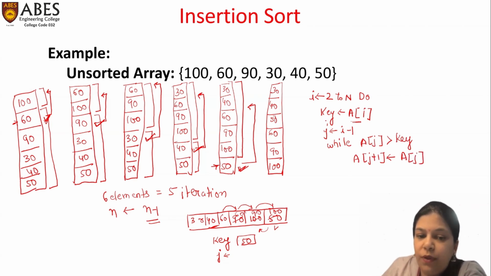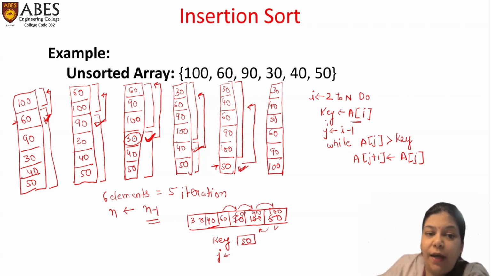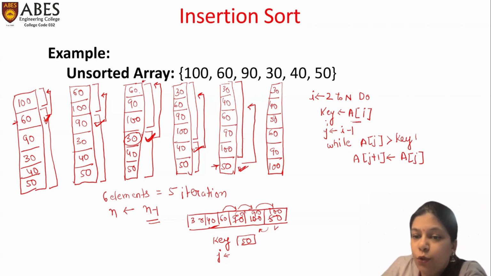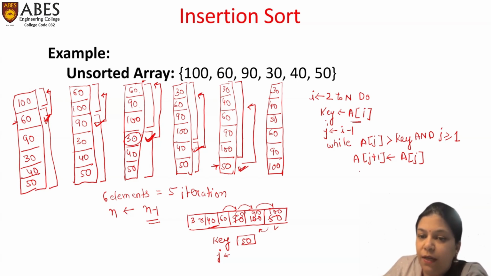But we have to consider one more thing here. Suppose, let us take this example in which we have taken 30 as the key value. We are not getting any value which is less than 30. But while decrementing the value of j, it has reached the lower bound of the array. So here we have to also check that the value of j should be greater than or equal to 1. Only till this time we have to place the value of aj into aj plus 1.